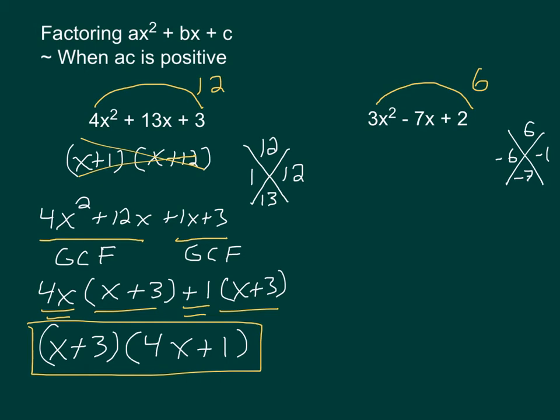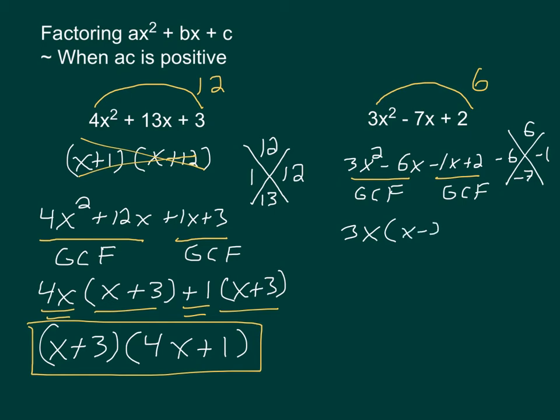And so now I'm just going to rewrite my negative 7x using the negative 6 and the negative 1. So that's 3x squared minus 6x minus 1x plus 2. Now we're going to look for GCFs. We're going to split it up into these two parts here. We're going to say, here's the greatest common factor of this part. What's the greatest common factor of this part? 3x squared and 6x both share a 3, and they both share an x. So that'll leave behind an x minus 2.